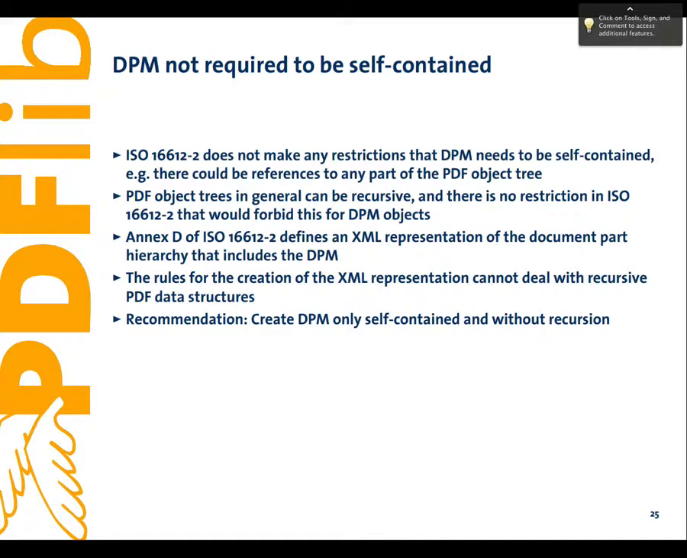Another point is that PDF 2.0 will not allow putting streams into DPM. So there's a difference between PDF 2.0 and PDF/VT. What can we recommend here? You should only create self-contained DPM without recursion, and probably also without streams, if you want to be compatible with PDF 2.0.